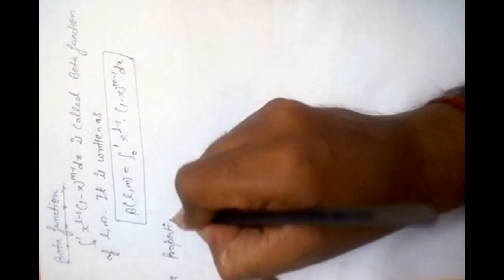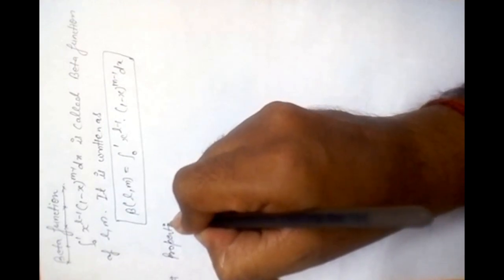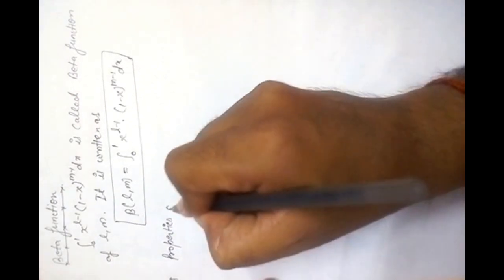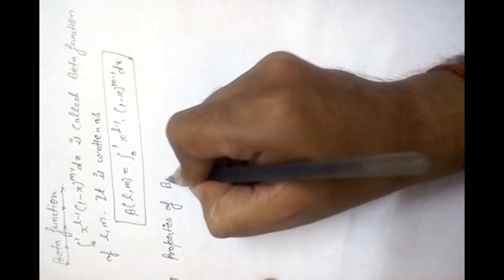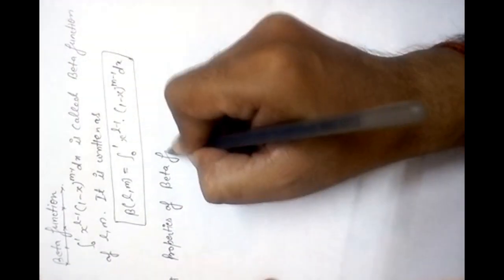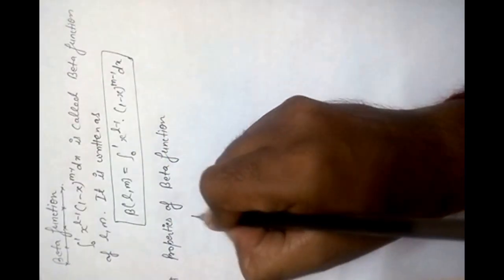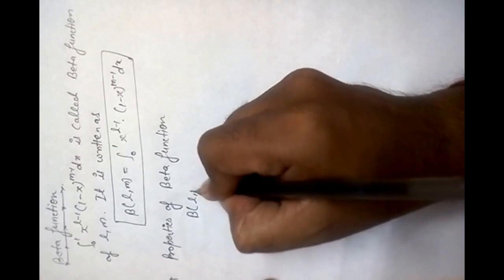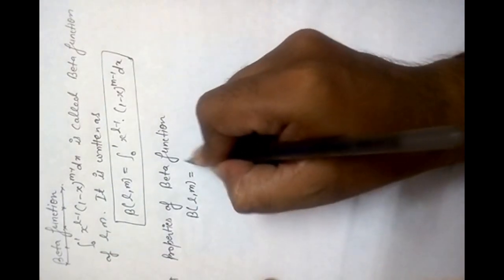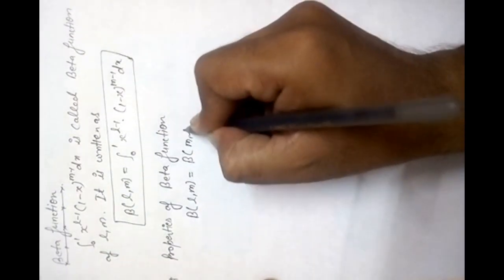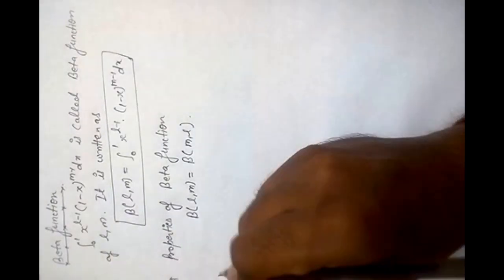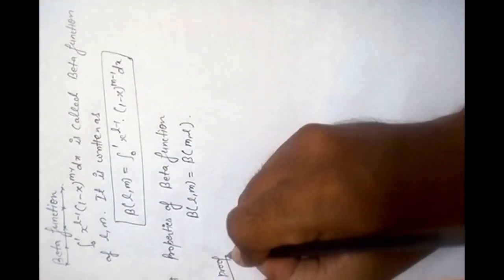So, properties of beta function. Beta L comma M equal to beta M comma L. Proof.